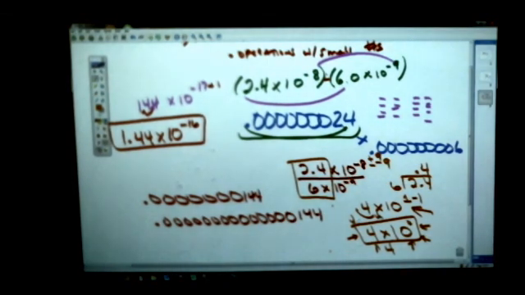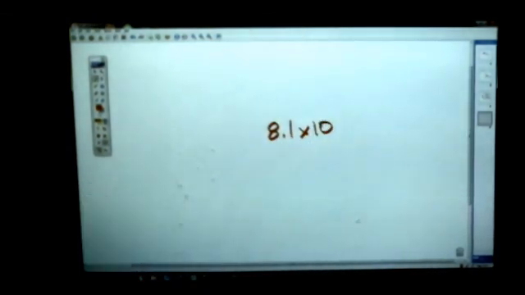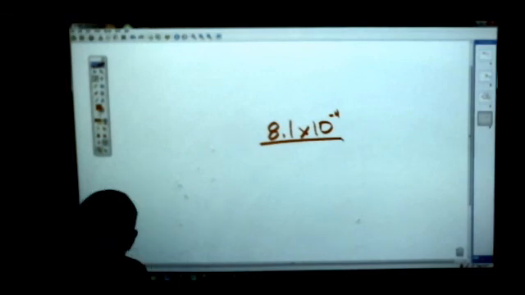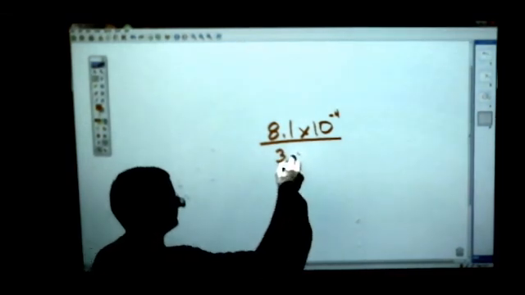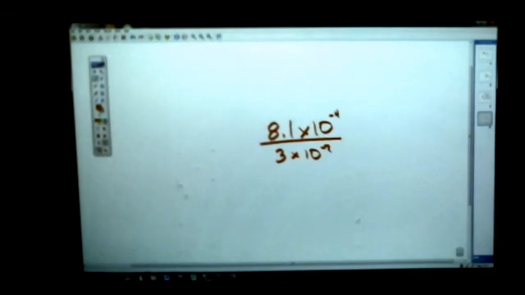Let me see what else they give you. Maybe I'll give you one to try. Let's give you one more to do. How about this? Let's see if we're ready for some mathematicals here. 8.1 times 10 to the negative 4th power divided by, I don't know, 3 times 10 to the negative 7th. Let's see what you get for that problem.